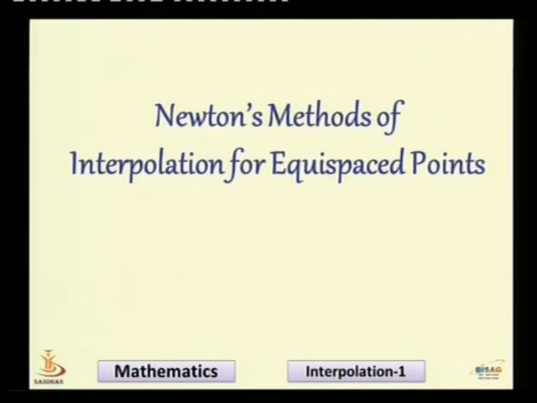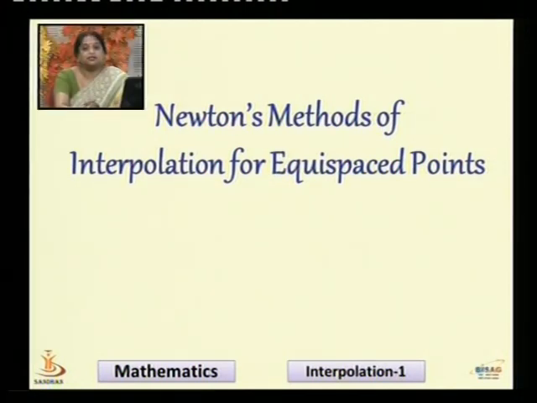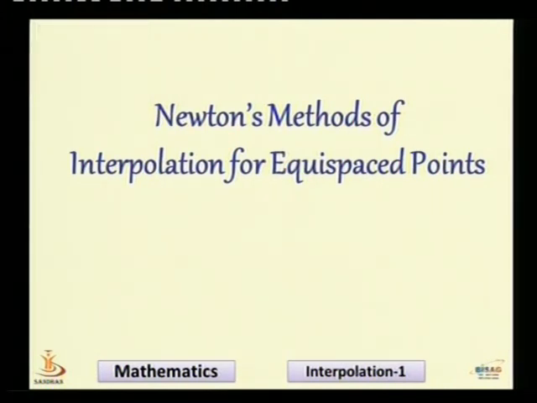Let us now talk about Newton's method of interpolation for equispaced points. First and foremost, let us understand what equispaced points are. We talked about tabulated values of x i's and y i's, where x is the independent variable. If the distance between two corresponding x i's, that is x1 and x2, x2 and x3, x3 and x4, are the same, then we can term these points equispaced or equidistant.